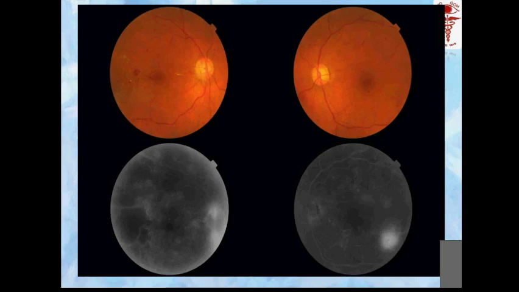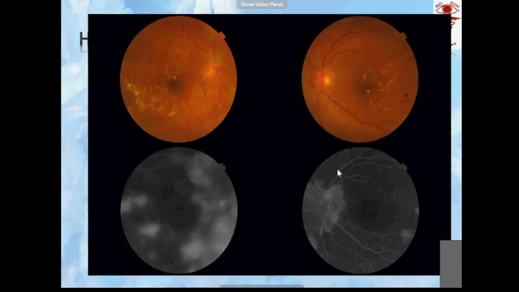Another fundus picture. Same thing. See the new vessels, extensive new vessels on the disc. See how much amount of new vessels are there.